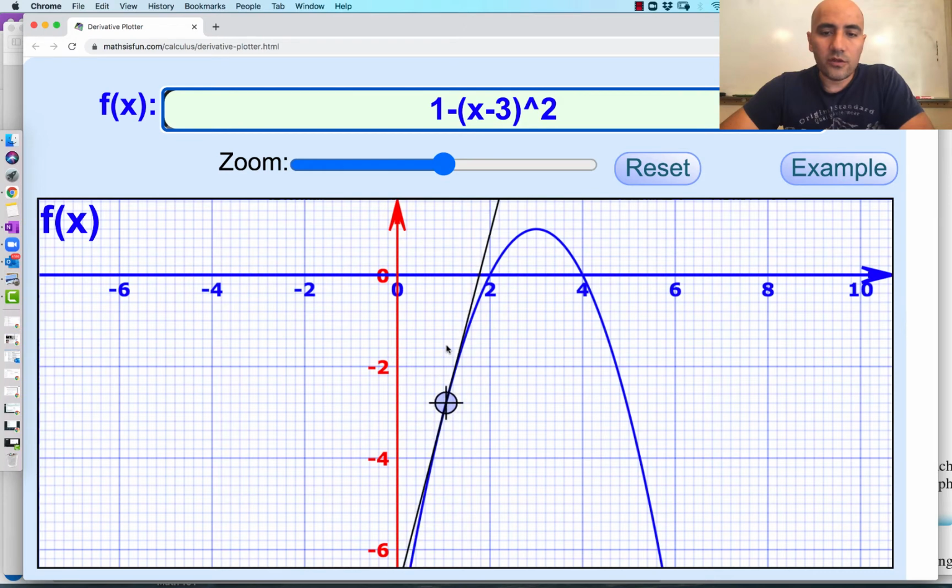As we get closer and closer in this direction, we still maintain a positive slope, but it's getting a little smaller. Okay? And then as we get closer and closer to the vertex point here of the parabola, we still have a positive slope, but it's getting smaller and smaller, until we reach a horizontal, at which point the slope is 0.